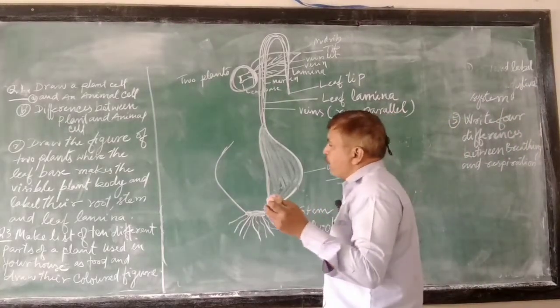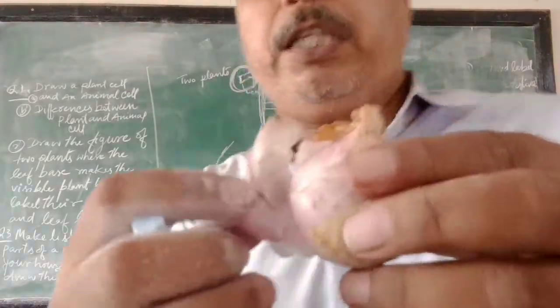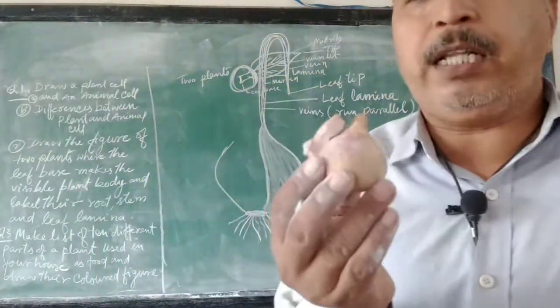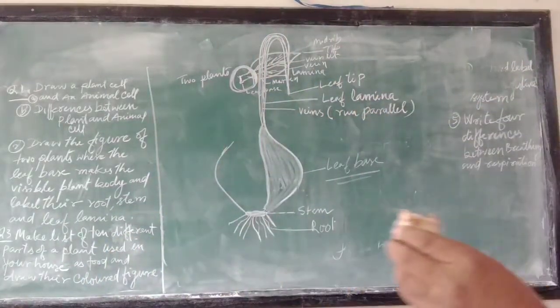So I have asked you to draw two plants. You can see onion is a very good example in this case. This is the full plant that we consume, and you see this portion that I have taken out, this portion is the leaf base. Further this leaf you see extends from this top and goes as I have drawn.